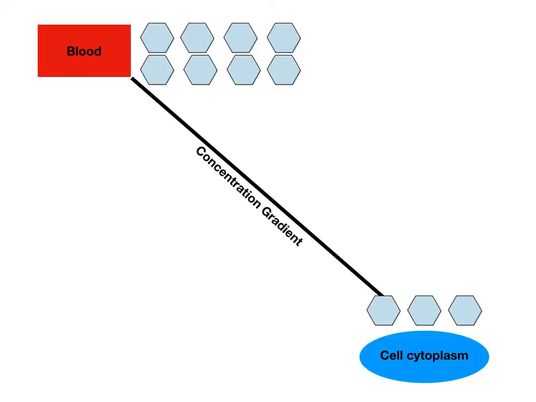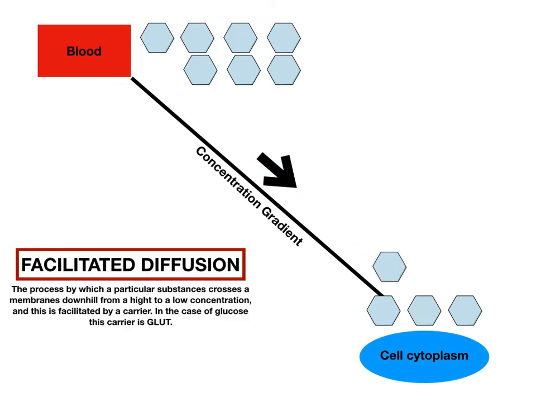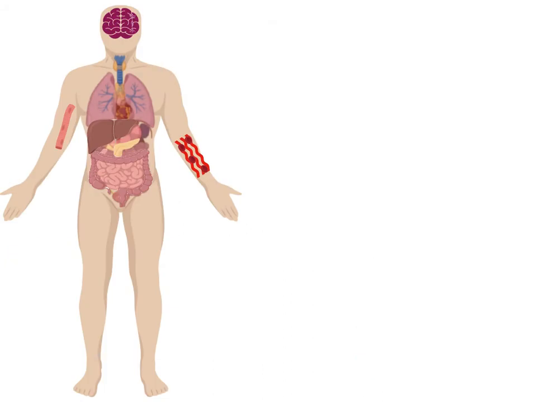There is a high concentration of glucose in the blood compared to the intracellular environment. This allows glucose molecules to move down a concentration gradient by facilitated diffusion via a carrier, the glucose transporter. Although 14 GLUTs have been identified, this video focuses on GLUTs 1 to 4. GLUT3 is the main transporter of glucose into neurons.